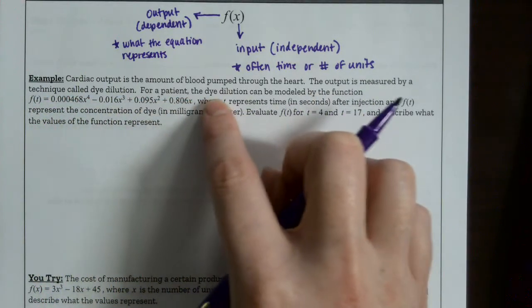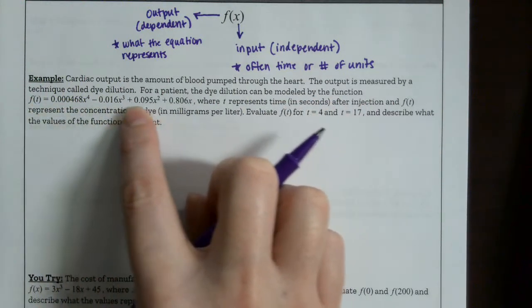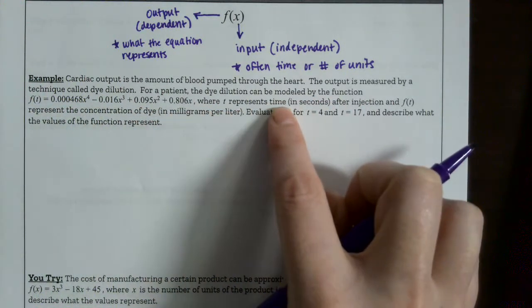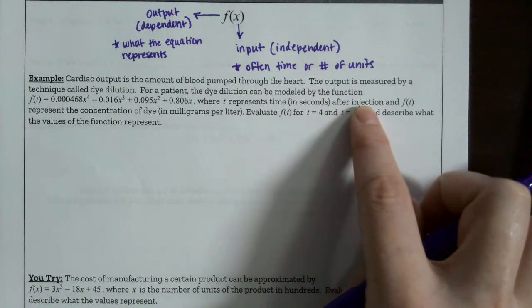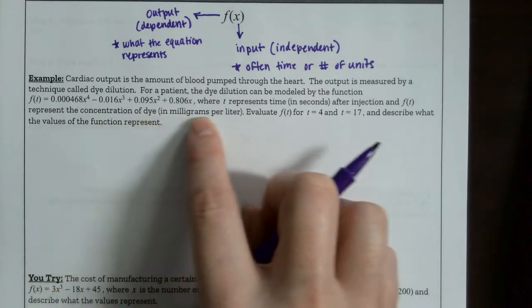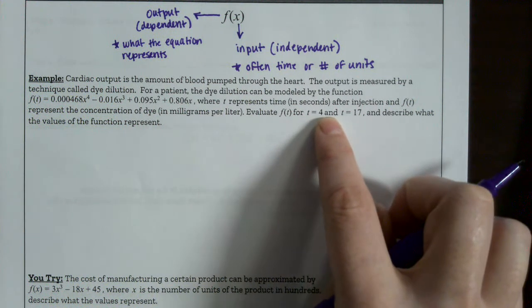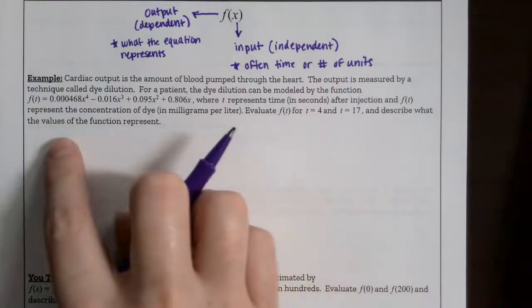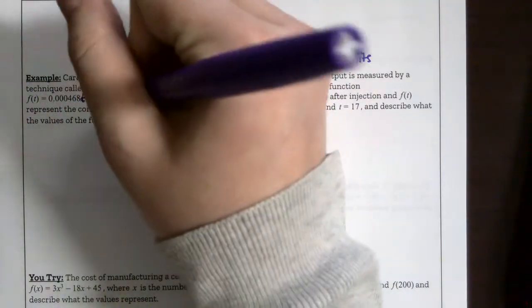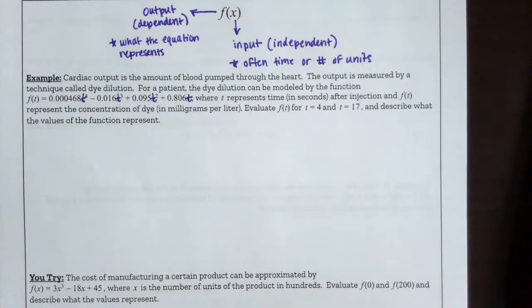For a patient, the dye dilution can be modeled by the function, and then it gives you our equation here, where t represents time in seconds after injection, and f of t represents the concentration of dye in milligrams per liter. Evaluate f of t for t equals 4 and t equals 17 and describe what they mean. So first of all, there's just a small typo. These x's should be t's, so if you just want to quickly change those, that would be great.